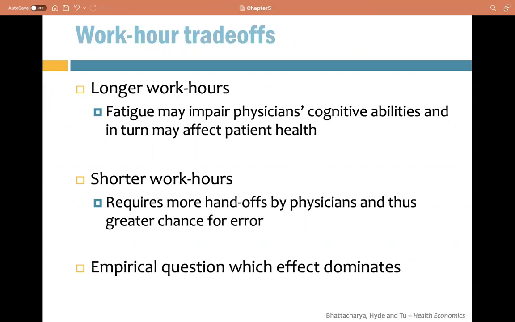For example, if we need two nurses or physicians to take care of one patient, now we split this into 3 different persons, one after another. And this time to hand off from the first physician to the second one, or from the first nurse to the second one, might increase the chance of errors. So it is an empirical question which effect dominates, so that we can find the best hours of work that limits the harm or limits the error.